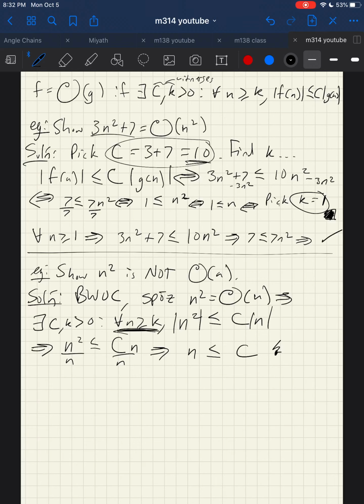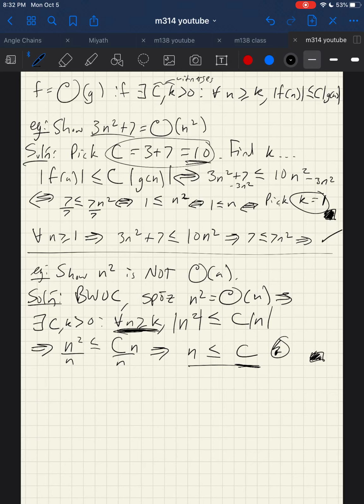But this has to hold for all sufficiently large n. And it's not true that all sufficiently large n are smaller than any constant that I pick. No matter how big of a number c that I pick, a billion, a trillion, a quadrillion, whatever I pick, there's always going to be an n bigger than that. So we've got a contradiction here. Okay, and that was fast and slick.